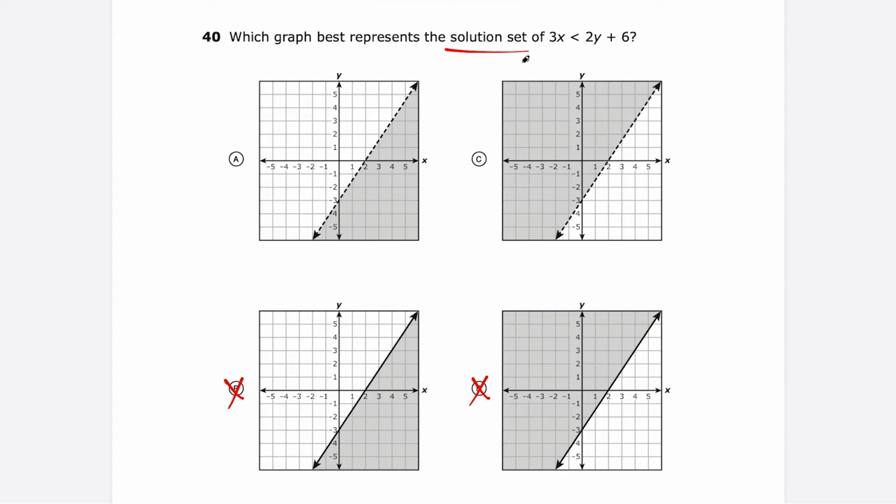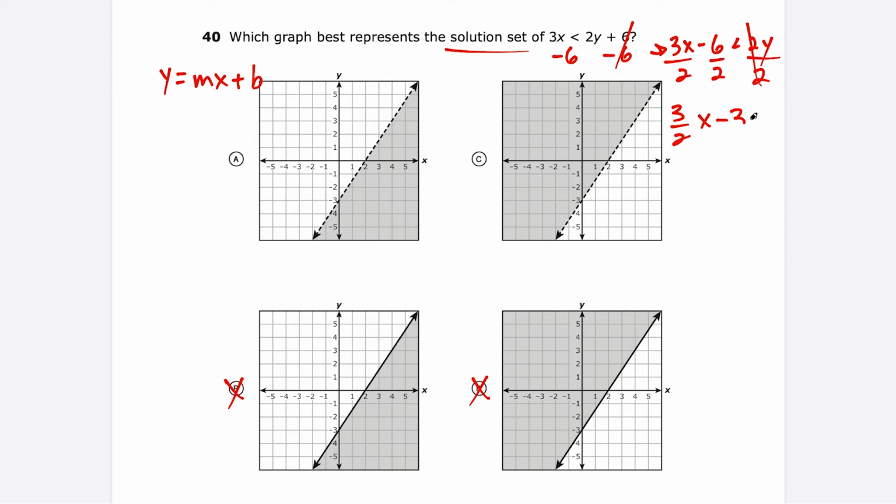But the only way we could start determining whether we're shading over or under is when our linear inequality is in the form of y equals mx plus b. Technically it would be in the form of y less than or greater than mx plus b, but we still want to solve this for y. So one thing we could do first here is we could subtract 6 on both sides. And now on the right side, 6 minus 6 cancels, and we're going to have 3x minus 6 is less than 2y. And now from here, I divide everything by 2. And this is going to give us 3 halves x minus 6 divided by 2 is 3 is less than y.